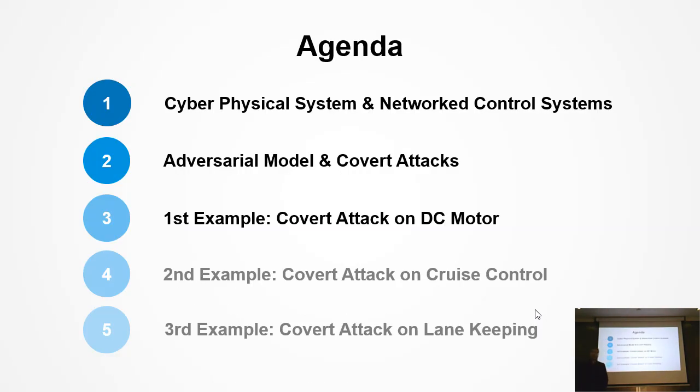Here is the agenda for the talk. We start with the definition of cyber-physical systems, and more specifically network control systems. Then I'm going to give you the adversarial model that we are going to work with, and then I give you 3 examples on how covert attacks can be launched on physical systems like the DC motor and then intelligent transportation systems.